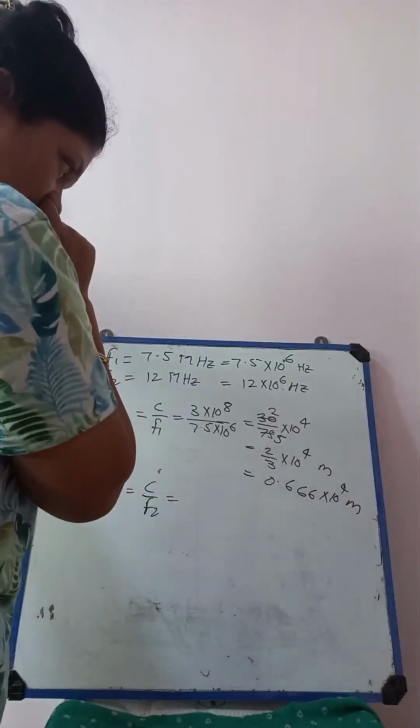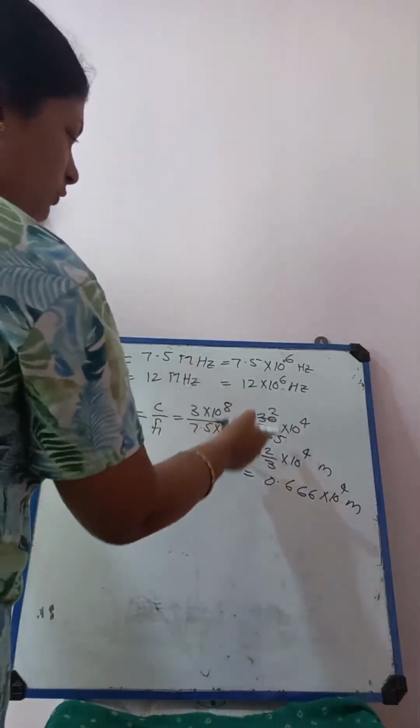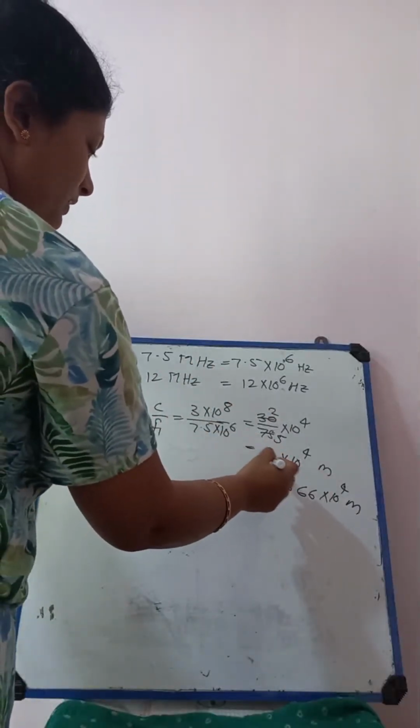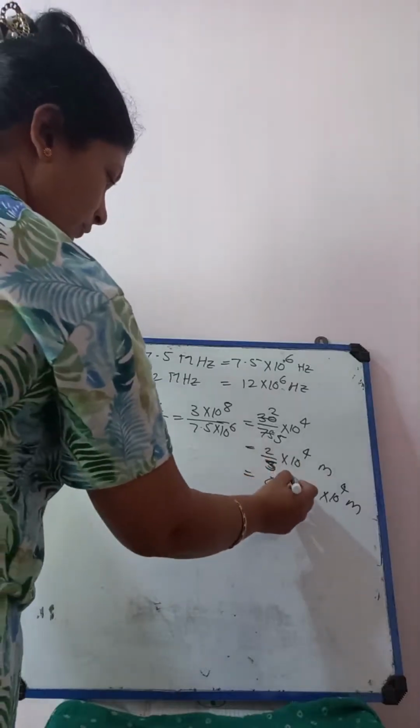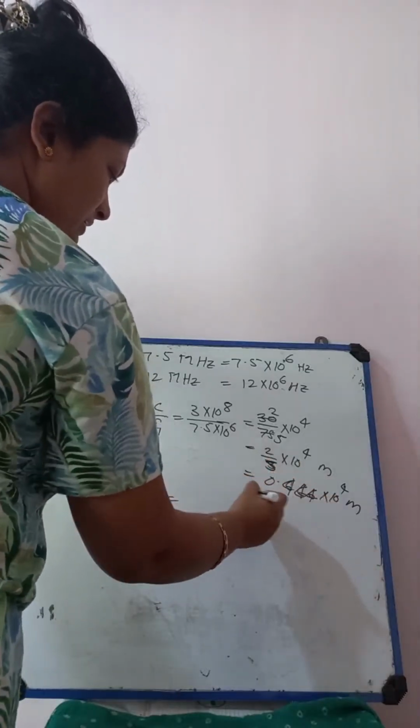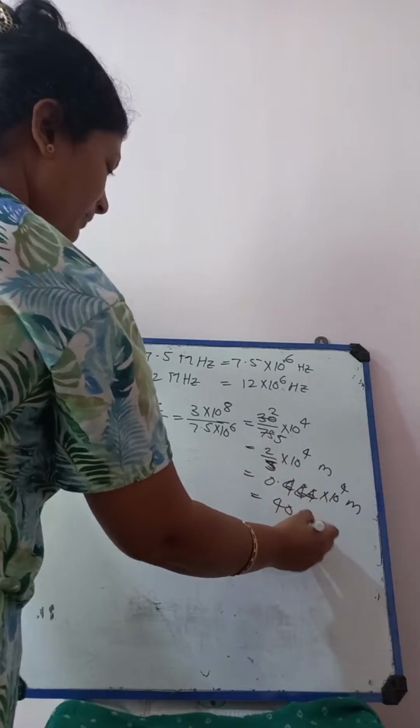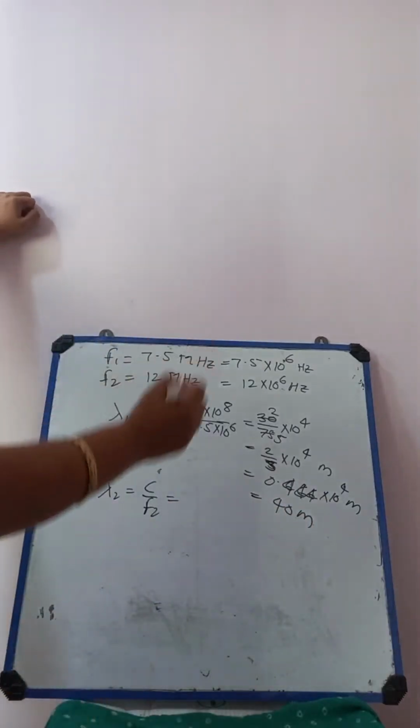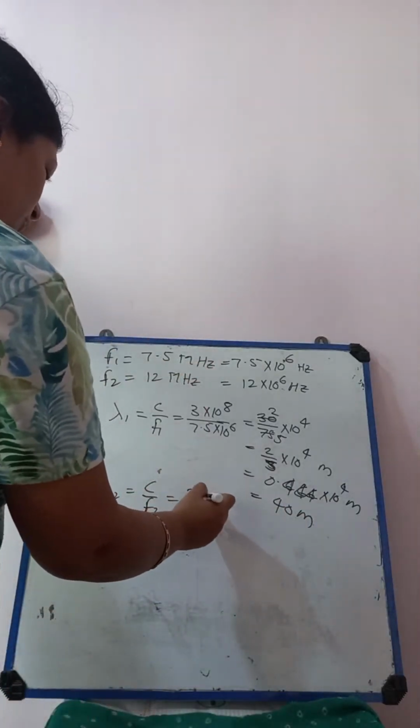So, I made a mistake here. 2 by 5 here, 2 by 5 will come. I think this will come 4 4 4. That is nothing but, can we write here 40 meter? Okay, and this is what you got, 3 into 10 raised to 8.